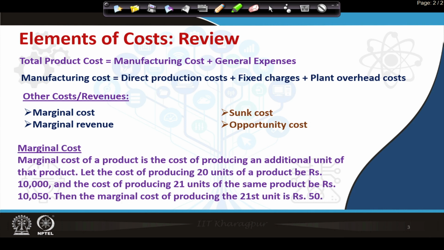Marginal cost of a product is the cost of producing an additional unit of that product. Let the cost of producing 20 units of a product be rupees 10,000 and the cost of producing 21 units of the same product be rupees 10,050. Then the marginal cost of producing the 21st unit is difference between 10,050 and 10,000, which is rupees 50.